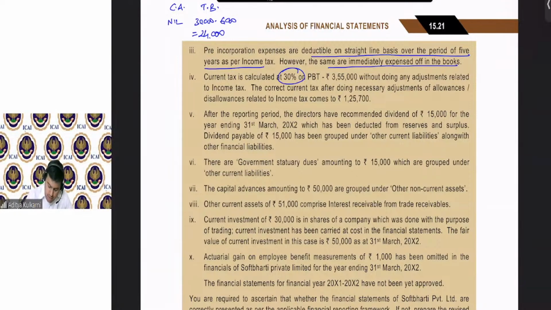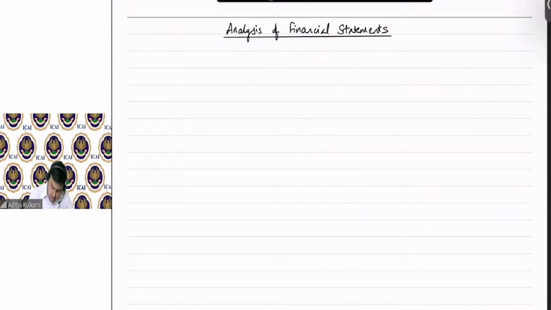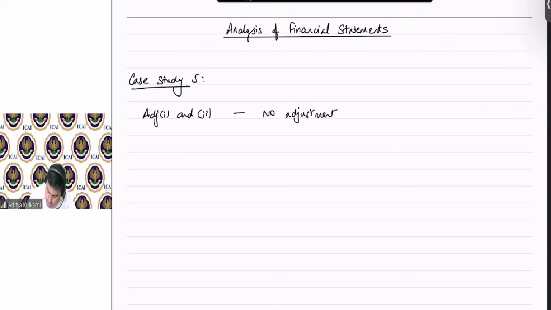Okay. What I'll do is I will present the solution here. The notes that I'm writing. So it becomes clear. The hodgepodge presentation can be avoided. Okay. Case study 5. Adjustment 1 and 2. No adjustment required. Okay. Now we are doing adjustment 3.